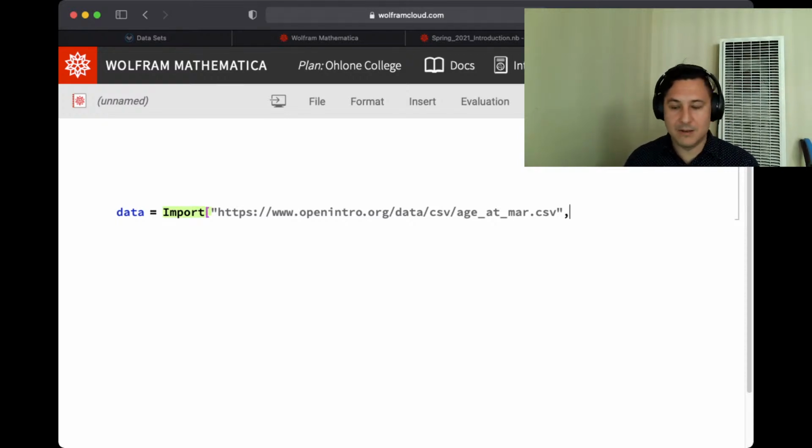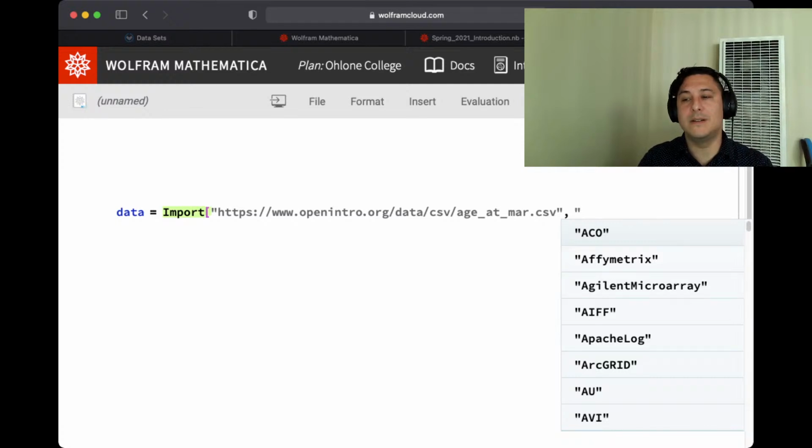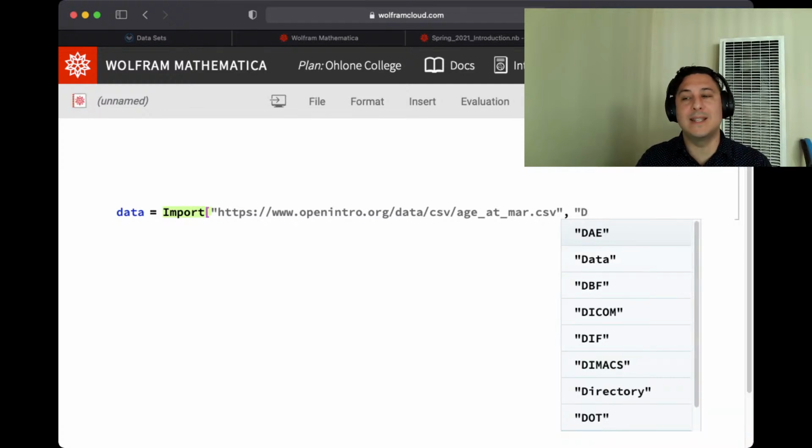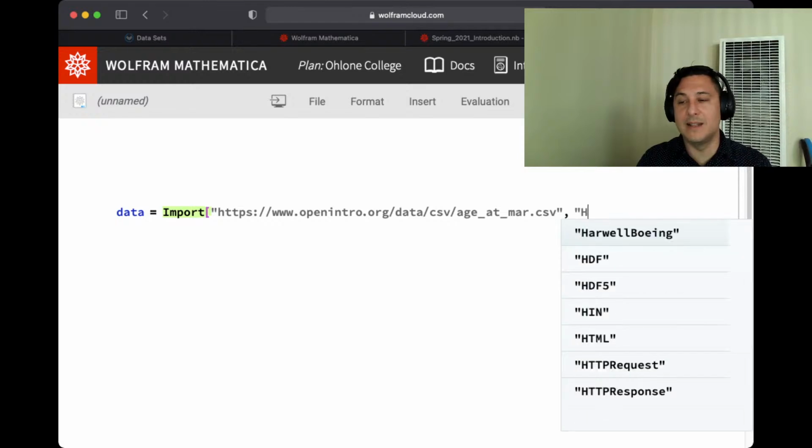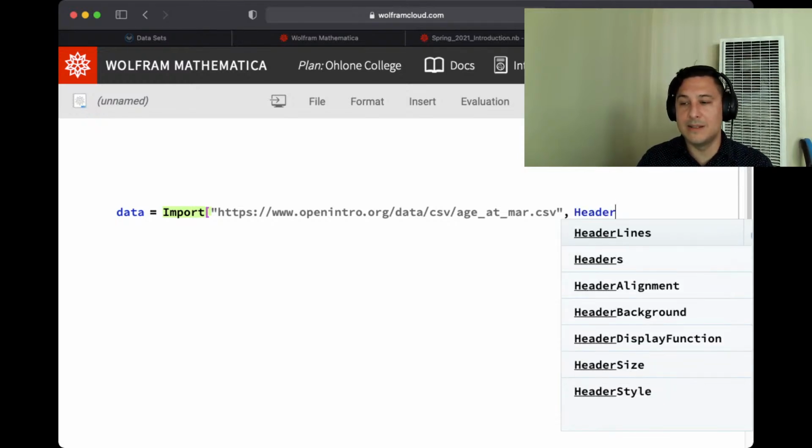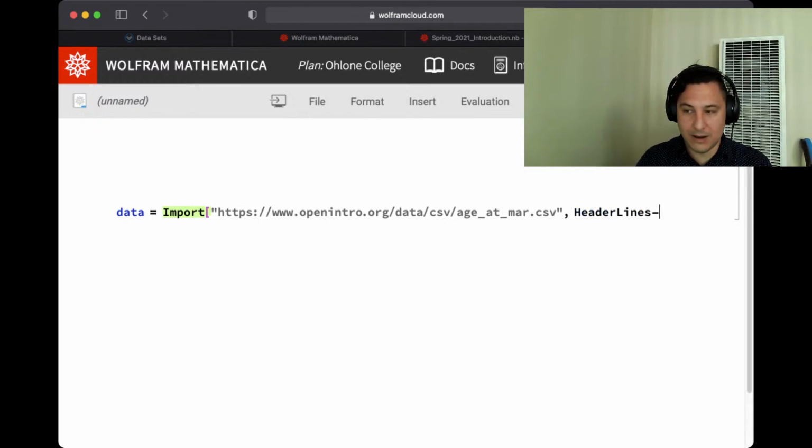What do I have to write now? We'll put the header lines, yeah. Header lines, arrow 1. There's also something else I have to put. You have to tell it that you're downloading data. Cool, now I press Shift Enter.